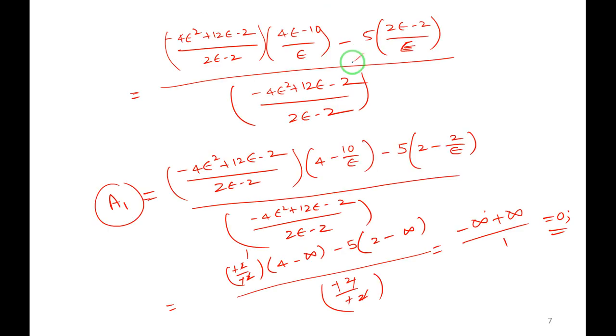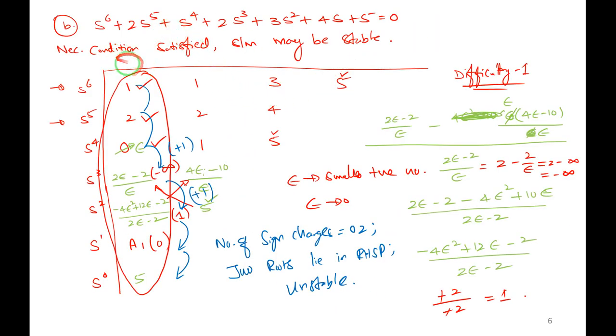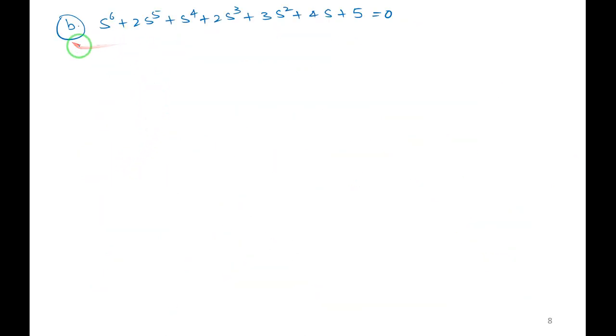s^6 + 2s^5 + s^4 + 2s^3 + 3s^2 + 4s + 5 = 0. So this is the second one, right? Yes. We know difficulty 1 will come, so it is better to go by the second method.